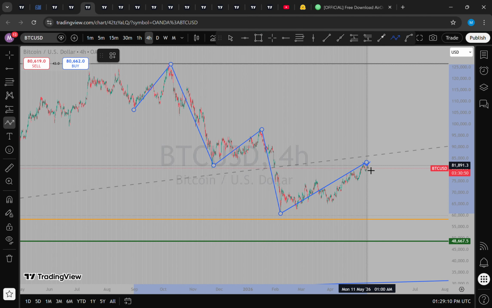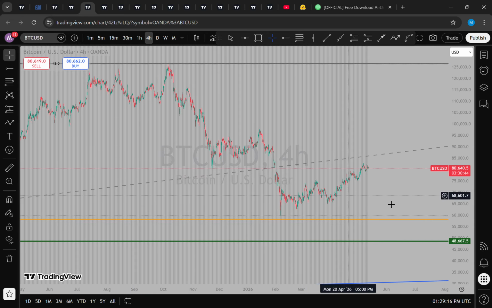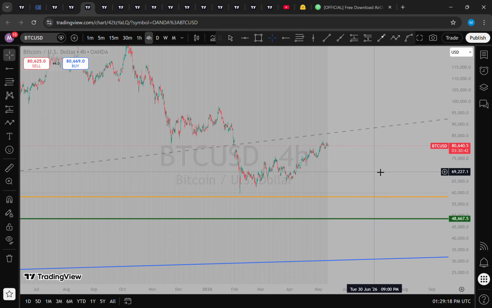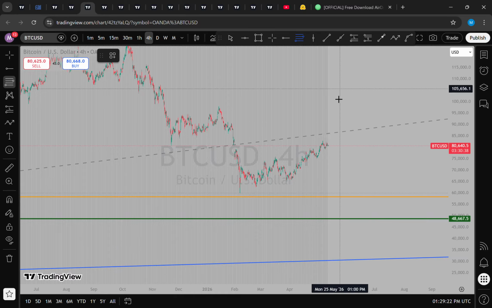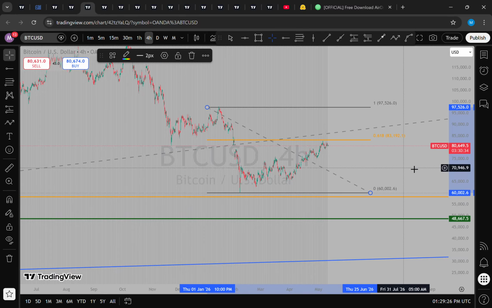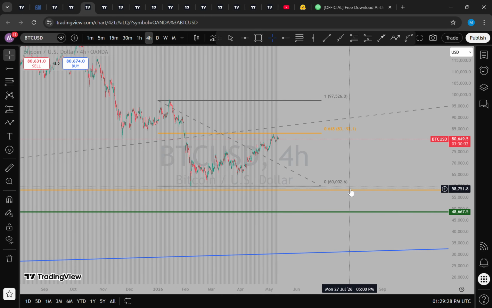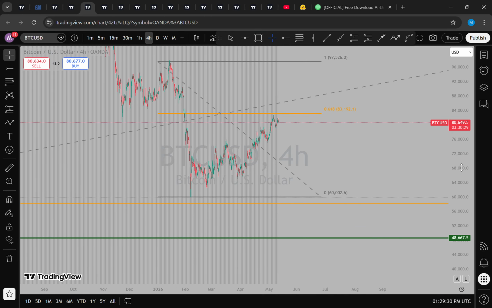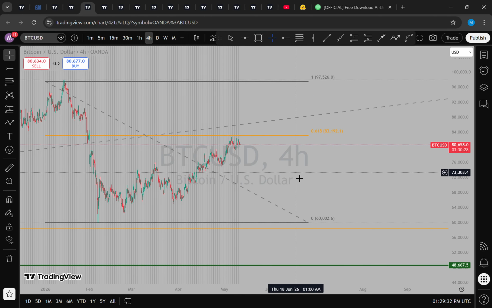So 4 hours is bearish. While daily is bullish, 4 hours is bearish. Okay, so I'm going to mark out my 4 hour range. This is my 4 hour range currently. So what is happening right now in my 4 hour range?